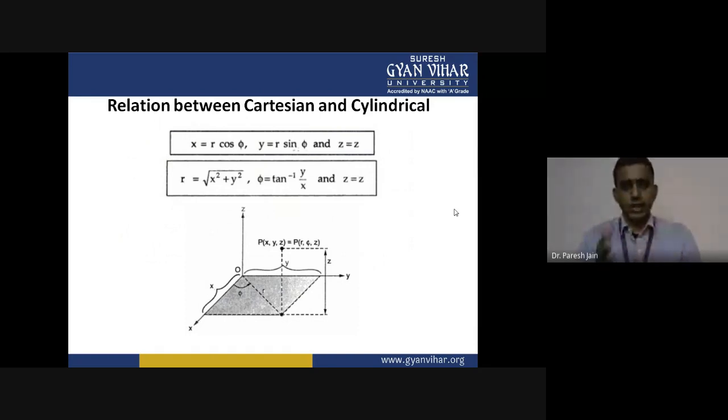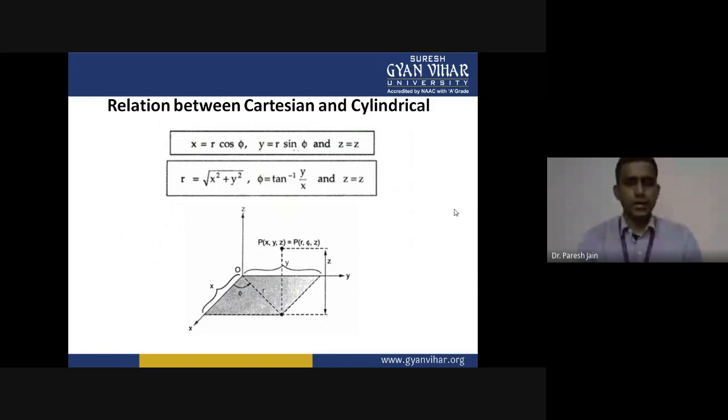In the next section, today we have discussed the cylindrical coordinate system. In the cylindrical coordinate system, we already discussed the r, phi, z, three scalar points. So how the Cartesian coordinate system is converted into the cylindrical coordinate system, and the cylindrical coordinate system is converted into the Cartesian coordinate system. So these are the formulas or relationship between the Cartesian to cylindrical and cylindrical to Cartesian coordinate system.